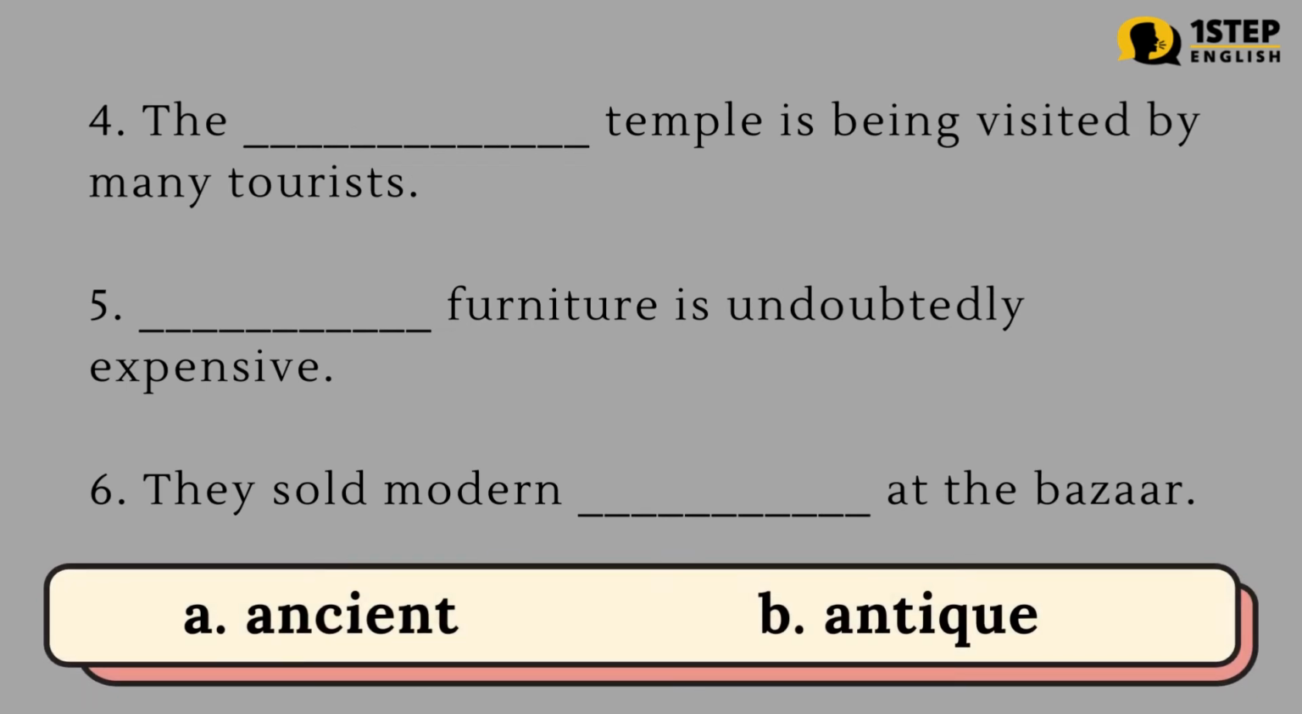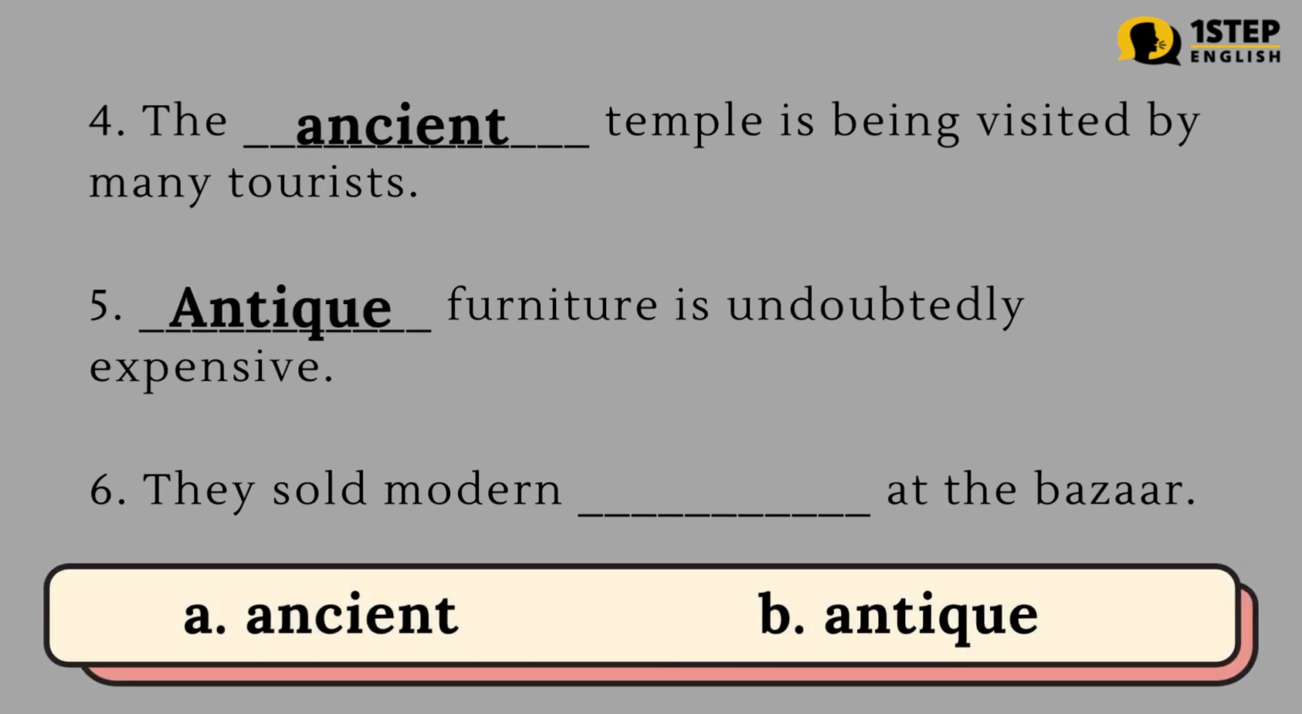Number 4. The blank temple is being visited by many tourists. Number 5. Blank furniture is undoubtedly expensive. Number 6. They sold modern blank at the bazaar. Letter A. Ancient. Letter B. Antique.